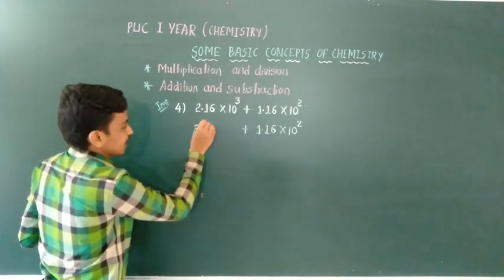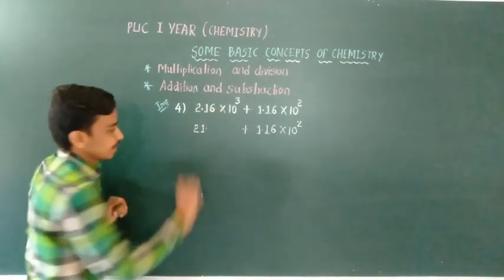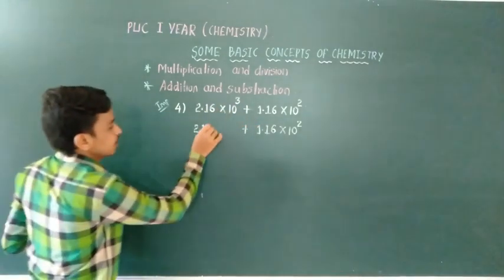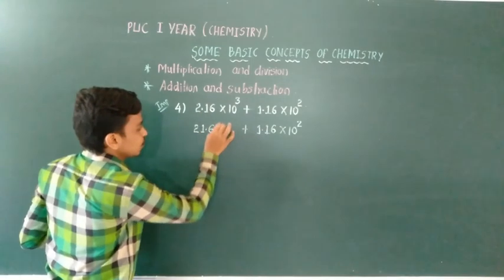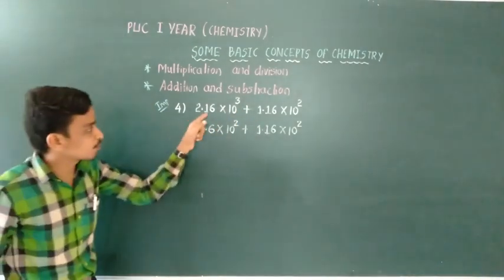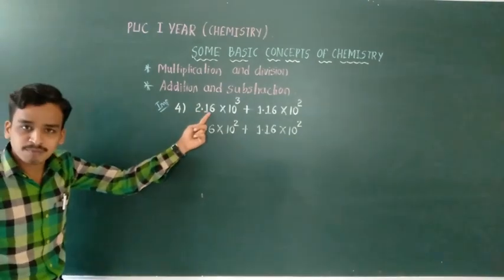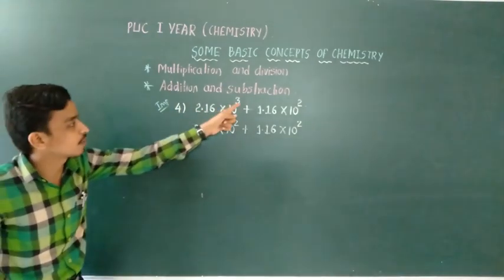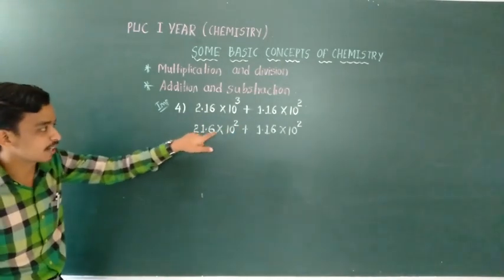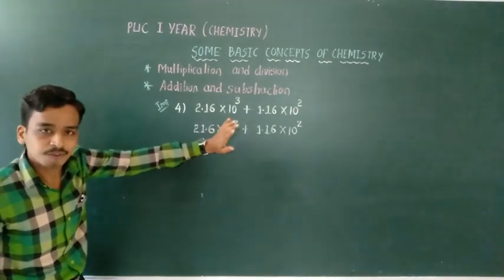The true value does not change. Just observe: the same number 2.16 into 10 raised to 3 can also be written as 21.6 into 10 to the power of 2. This is quite important, so I will repeat this point once again. We are shifting the decimal point right side by 1 unit, therefore 3 can be written as 2. Then the same number becomes 21.6 into 10 to the power of 2.